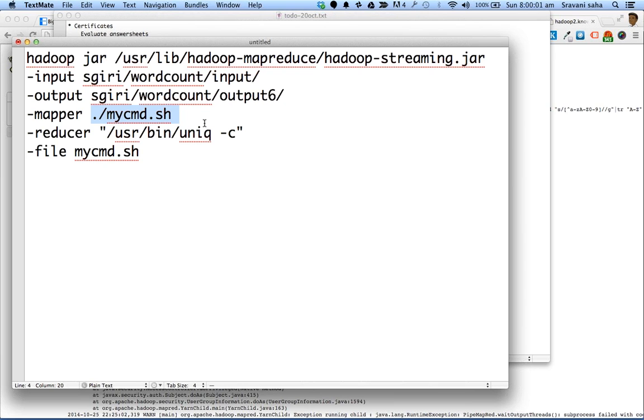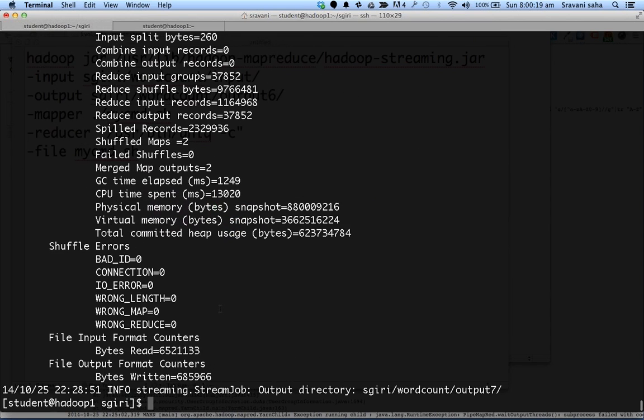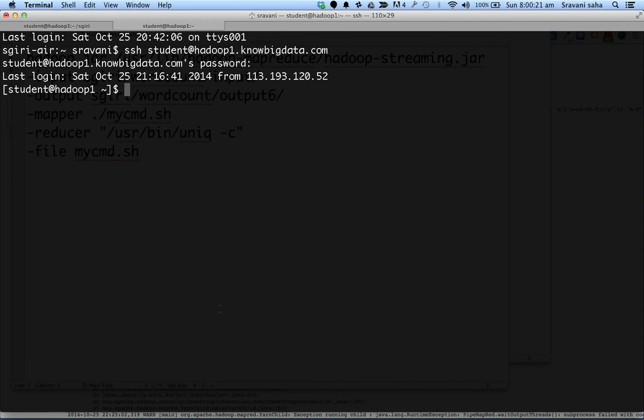In Unix, you can pipe the output of one process into another by putting a character like this: A pipe B. So whatever output you get out of A will go into the process called B, exactly the way I have shown in this line.